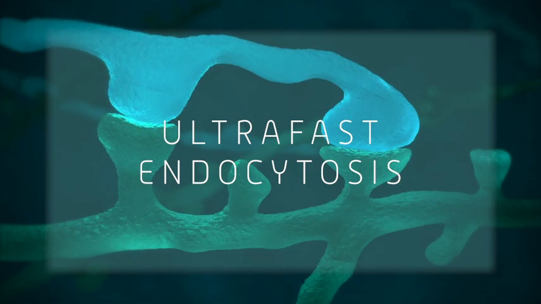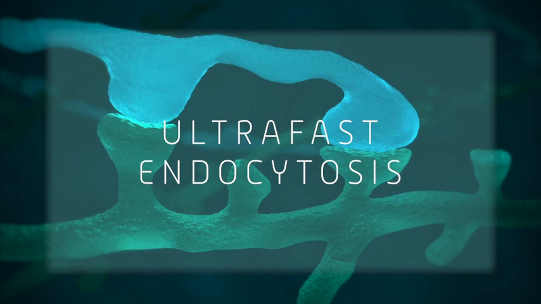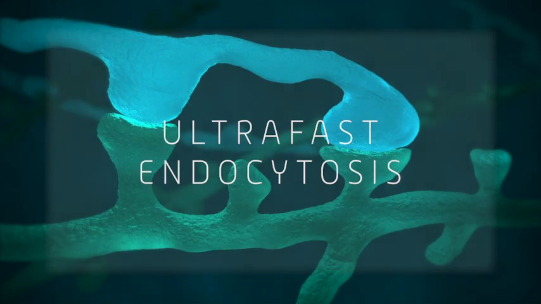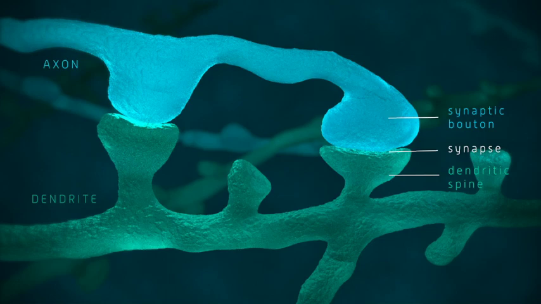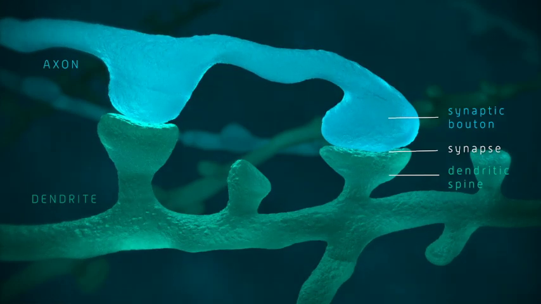Sustained neurotransmission requires a constant supply of synaptic vesicles and recycling of synaptic vesicle membranes at the presynaptic terminal. This animation illustrates a mechanism for synaptic vesicle recycling called ultrafast endocytosis. Axons form swellings termed boutons where they contact dendrites to form synapses.